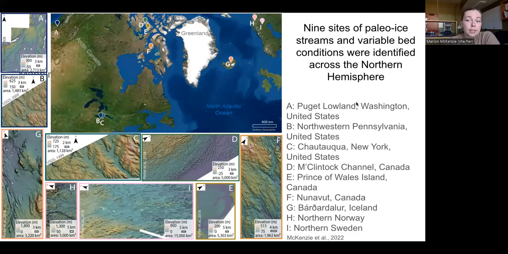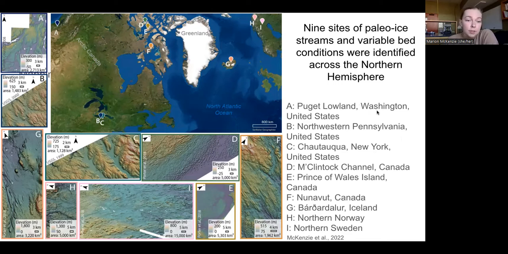The first site I'll assess is the Puget Lowland in Washington State, which was glaciated by the Cordilleran ice sheet. Both northwestern Pennsylvania and Chautauqua, New York, were glaciated by the southernmost Laurentide ice sheet. In northern Canada, also glaciated by the Laurentide ice sheet, are sites McClintock Channel, Prince of Wales Island, and Nunavut. I have a site in Bartholomew, Iceland, which has volcanic bedrock and was glaciated by the Icelandic ice sheet. And my Fenno-Scandinavian ice sheet sites are northern Norway and northern Sweden.